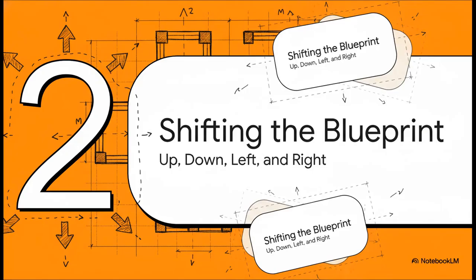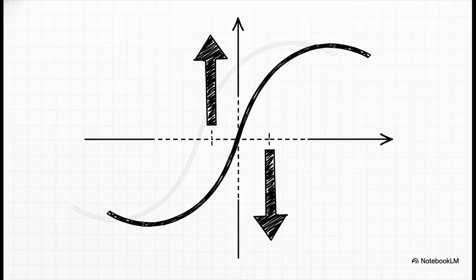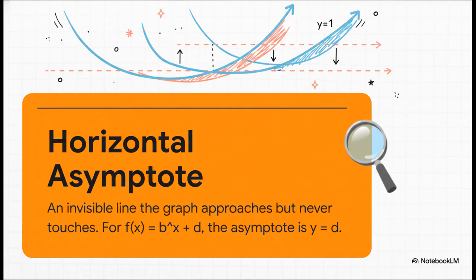So let's get to our first set of instructions and see how we build on this. We're going to take our original blueprint and just start shifting it around on the page. The first instruction is honestly the easiest one. If you just add or subtract a number after the main part, you literally just lift the entire graph up or push it straight down. A +3 moves it up 3. A -5 moves it down 5. It's as simple as that. And here's the crucial part. When you shift that graph up or down, that invisible floor, the horizontal asymptote, moves right along with it. So if you shift the whole graph up by 1, the new floor is now at y equals 1. The graph will get close to it, but it's never going to cross it.